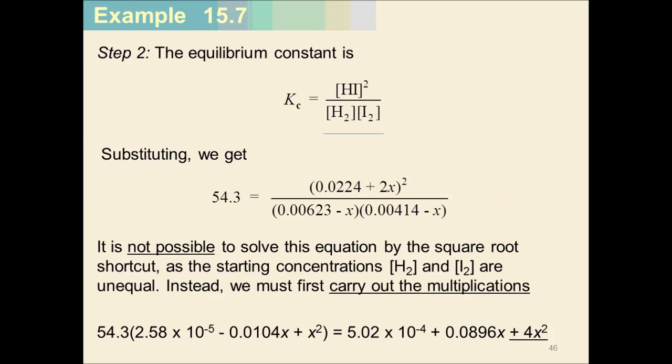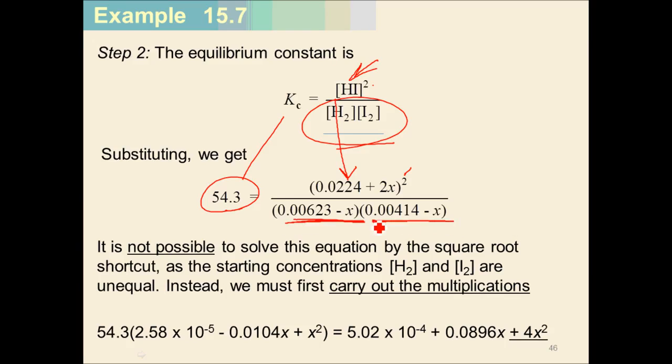On slide 46, the equilibrium constant, again, is calculated by the products' concentrations raised to the power of their coefficients divided by the reactants' concentrations. Substituting in our value, Kc was 54.3. These are our equilibrium expressions now. There's (0.0224 plus 2x), remember to square it, for HI, and for hydrogen it's 0.00623 minus x, and for iodine 0.00414 minus x.